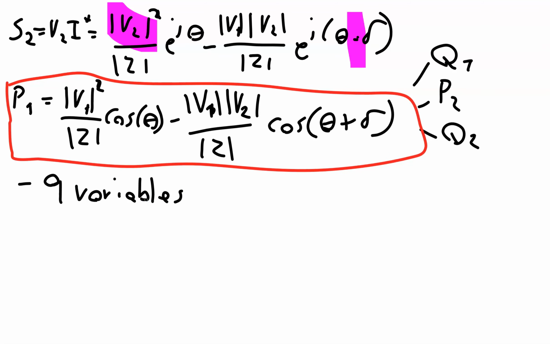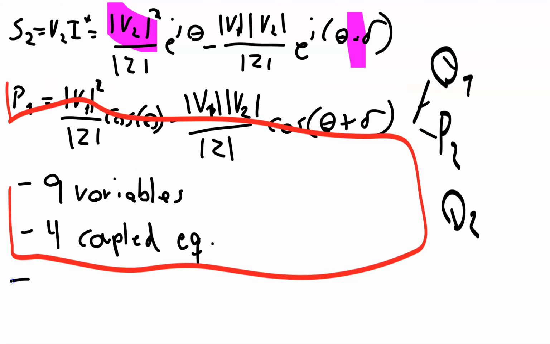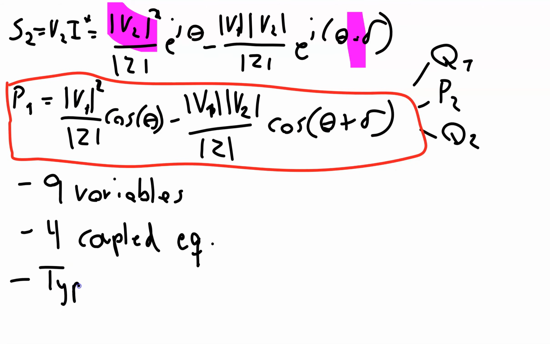When you have it all together, we actually have 4 coupled equations. That means that 5 variables need to be defined because we have only 4 equations. And typically known is that we have the impedance of the line.